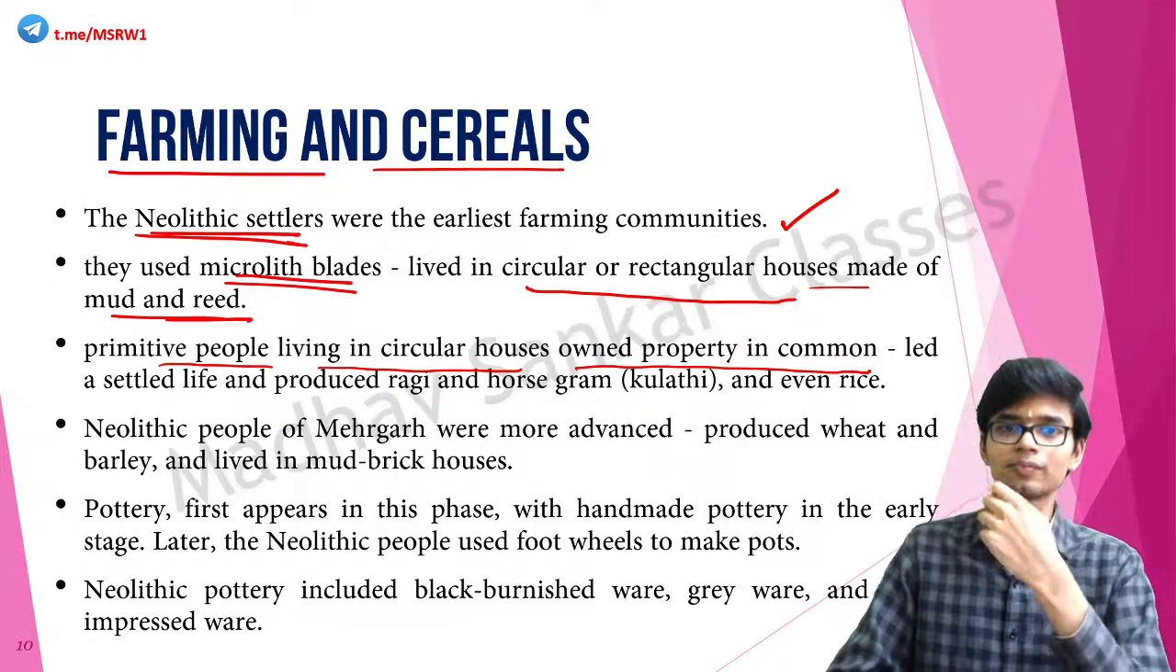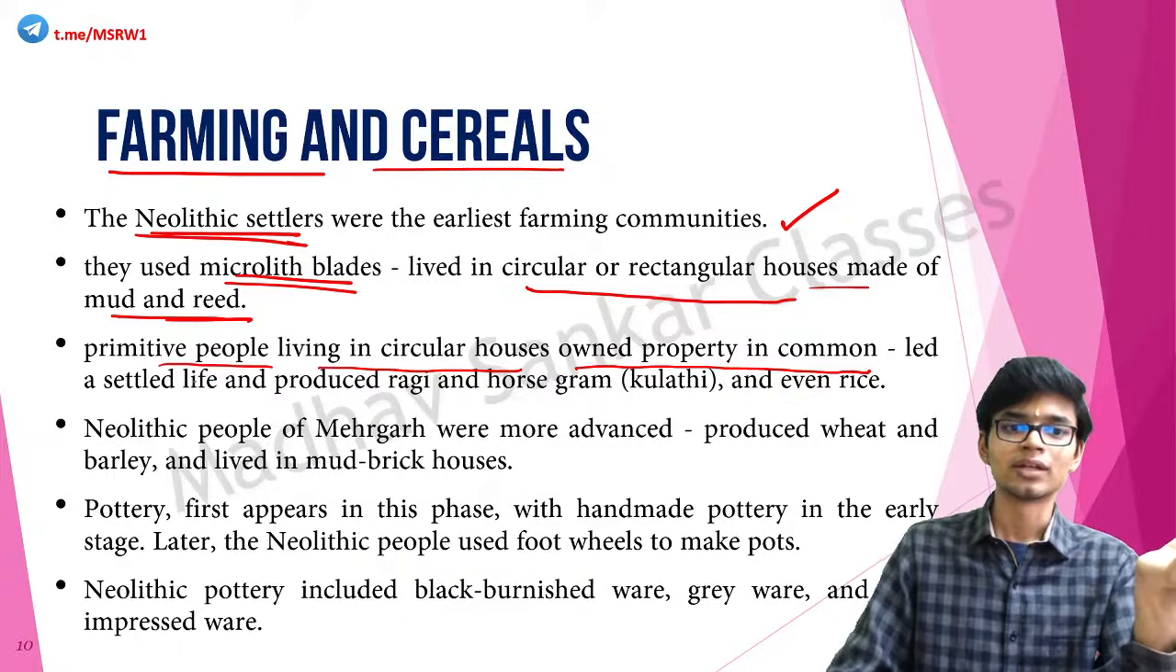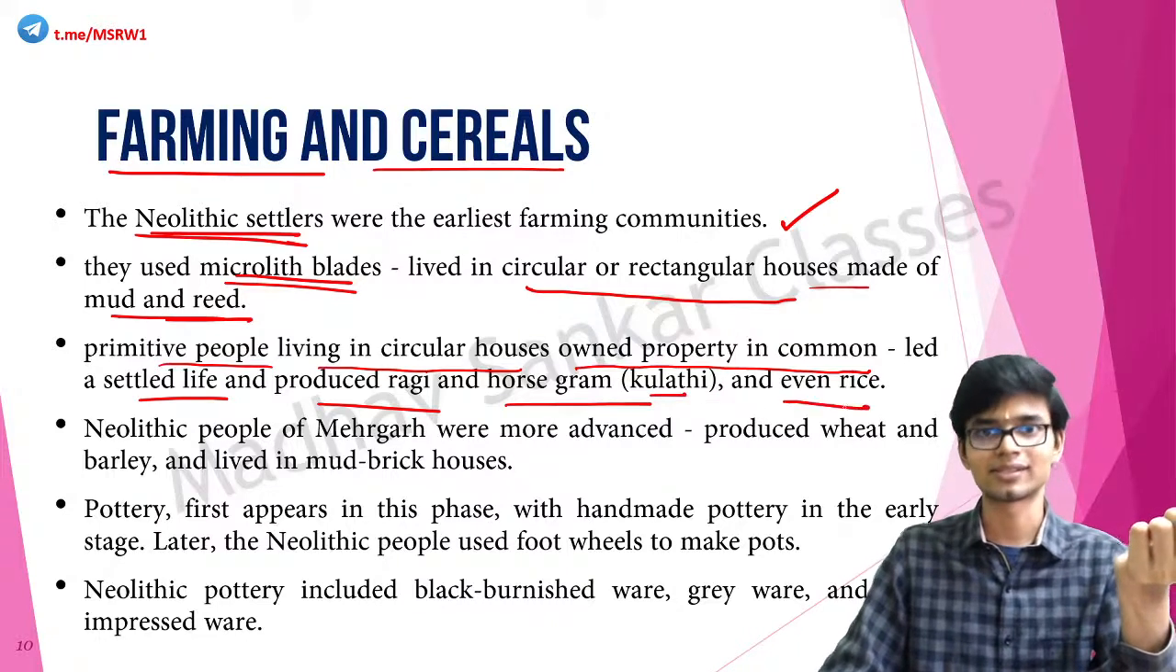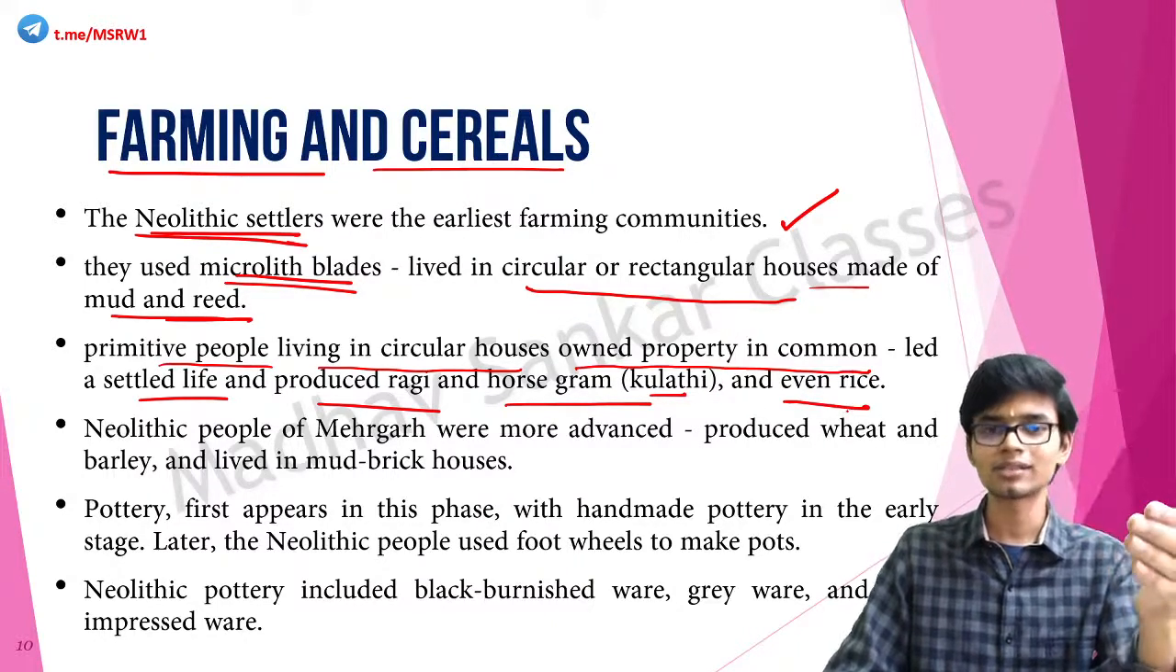We also have evidences of a settled life producing ragi and horse gram. Horse gram is also known as kulati, and even rice. By the time of Neolithic age, we have evidences of all these in the New Stone Age.